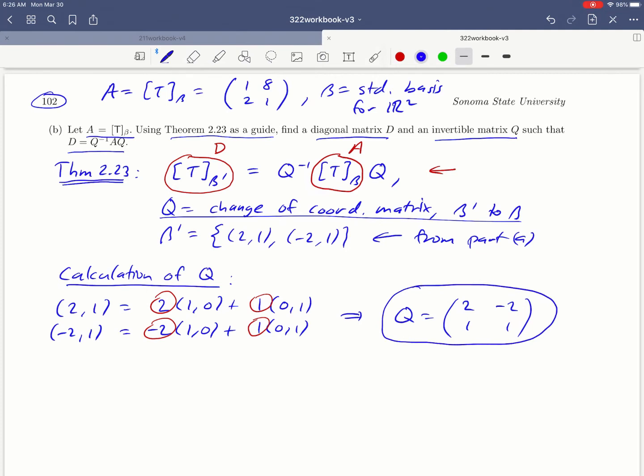Same process of building a change of coordinate matrix. I want to pause here for a minute and ask you, do you notice anything special about the columns of that matrix? 2, 1 and negative 2, 1. Notice that those columns are exactly the eigenvectors up here in beta prime. Remember, beta prime from part A was a basis that consisted of eigenvectors of our linear transformation.